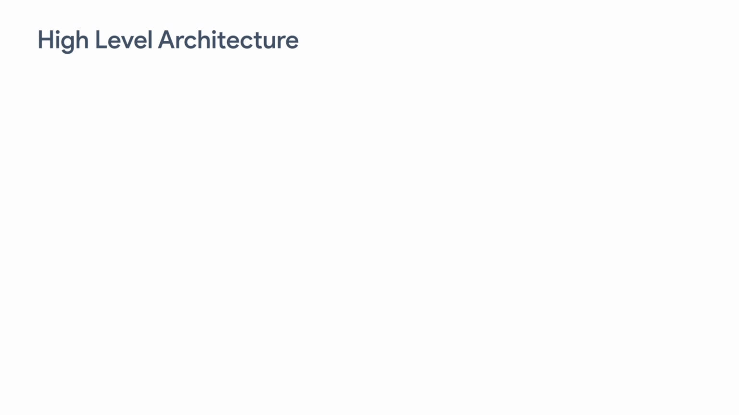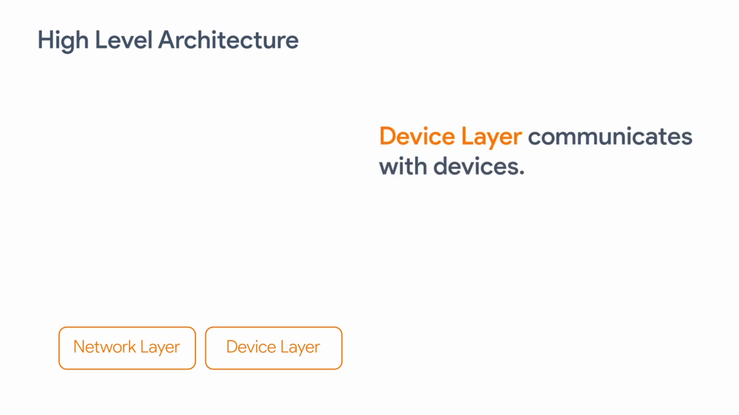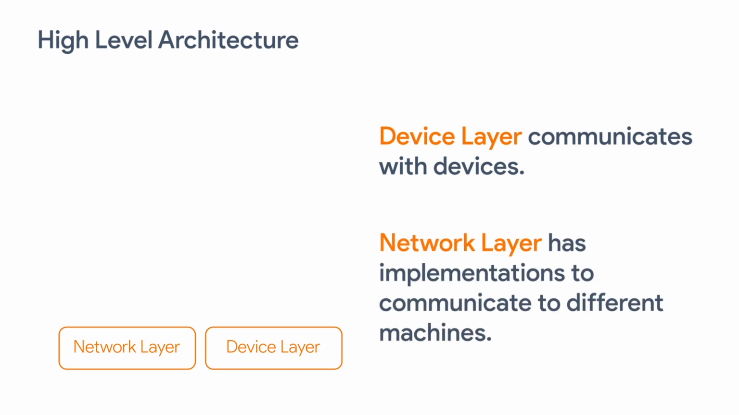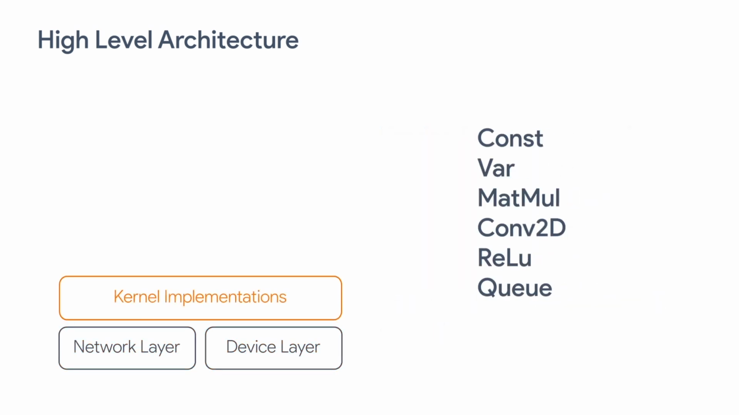Let us now take a look at the core architecture of TensorFlow. So, here is how it looks. The first layer of TensorFlow contains the device layer and network layer. The device layer contains implementation to communicate with different devices like CPU, GPU, or TPU in the operating system where TensorFlow will run. Whereas the network layer has implementations for communicating to different machines using different networking protocols in the distributed training setting.